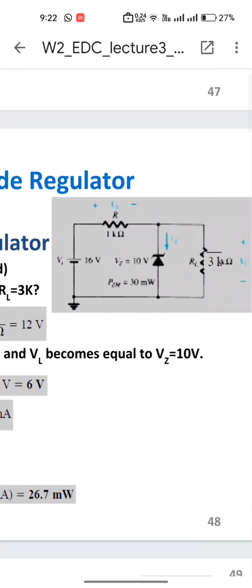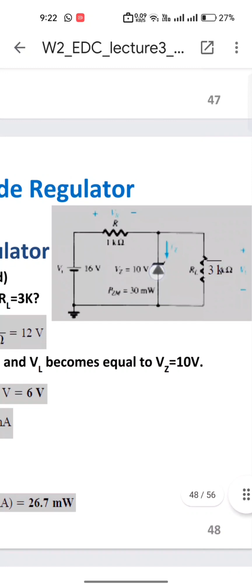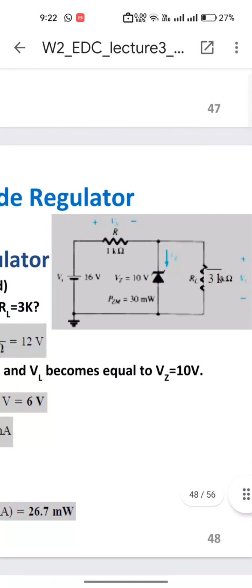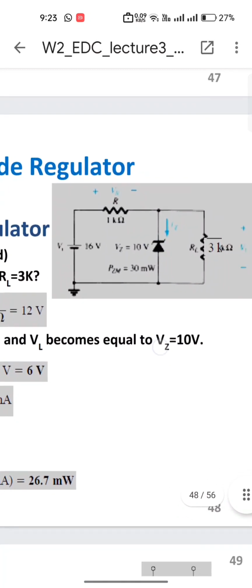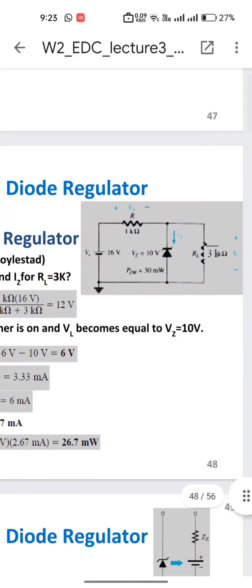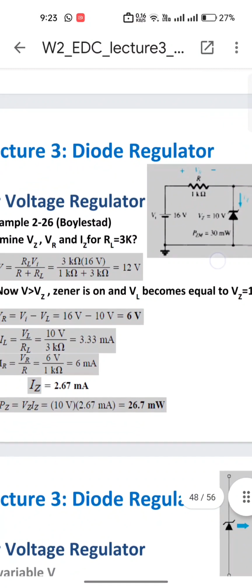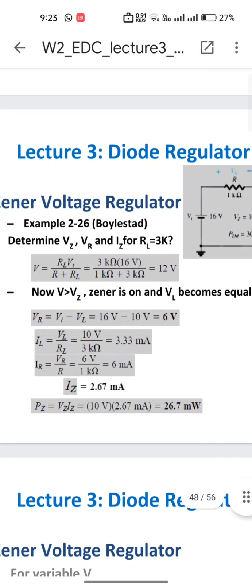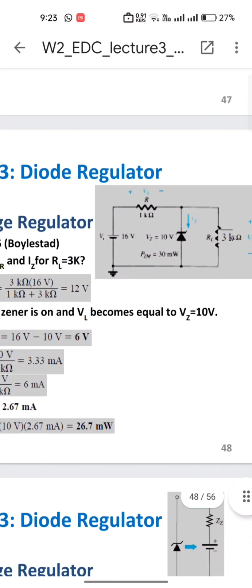First of all, let me give you a quick overview for such circuits. Whenever we ignore the Zener diode for a while and calculate the voltage, if the voltage calculated is greater than the Zener voltage, then the diode turns on. Otherwise, if the voltage calculated is less than the Zener voltage, the Zener diode will act as open. So first of all, ignoring this Zener diode and calculating the voltage across this closed circuit, we found that the voltage here was V equal to 12 volts. This 12 volts is greater than this 10 volts, so automatically this Zener diode is now on.